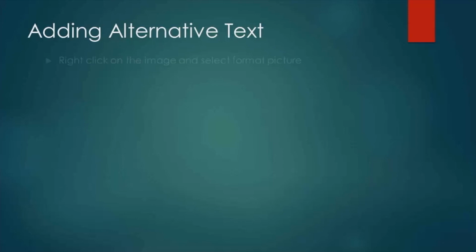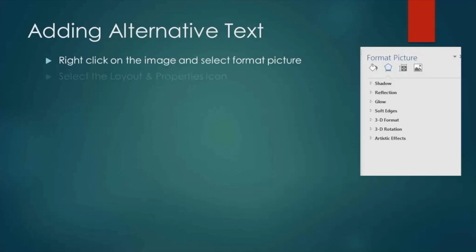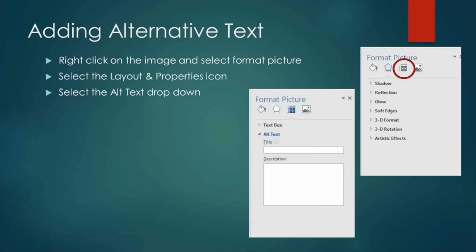In order to do that, you just go to the image you placed in there and right-click it and select the Format Picture option. When your Format Picture dialog box opens up, you're going to want to select the Layout and Properties icon, which is that icon that is a little square with some arrows pointing to all four corners. Once you select that, another box is going to open up and you want to select the Alt Text box. In there, you are going to want to put the information into the description section.